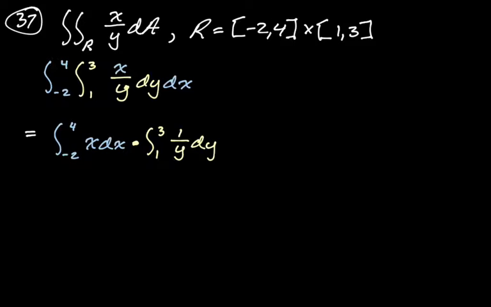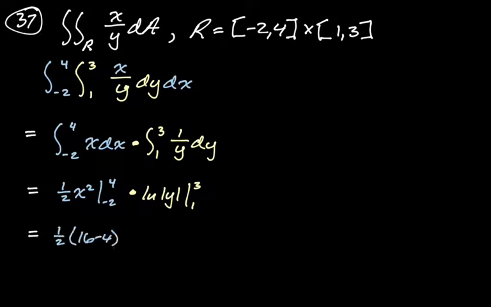All right, so then fundamental theorem, both of these things. So this will give us 1/2 x squared from -2 to 4. This next one will give us the natural log of the absolute value of y from 1 to 3. Fundamental theorem, right? So we plug in 4, plug in -2. So it'll be 1/2 of 16 minus 4 times, got to use parentheses to make sure everything distributes correctly, the natural log of 3 minus the natural log of 1. Natural log of 1 is 0. So we get 16 minus 4 is 12, over 2 is 6, natural log of 3. And that's our answer.